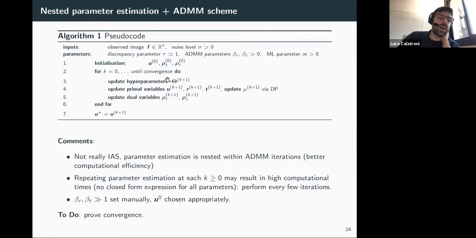So, although this is nested inside the ADMM, one possibility to further improve efficiency, and something that works quite well in practice, is to estimate these not at each iteration, but every few iterations, so that you do these updates every, I don't know, 30 iterations. Just to tell you, for the fully space variant model, this step could take a minute. So it's of course demanding.